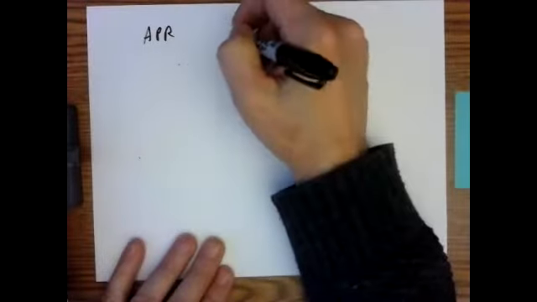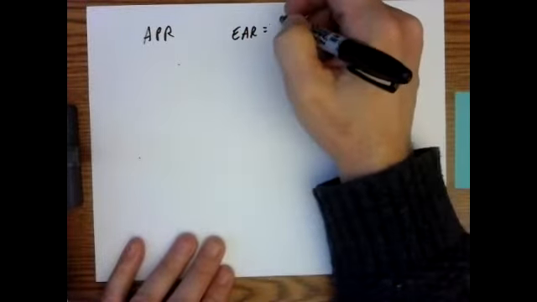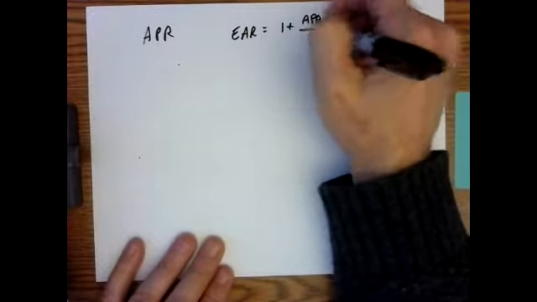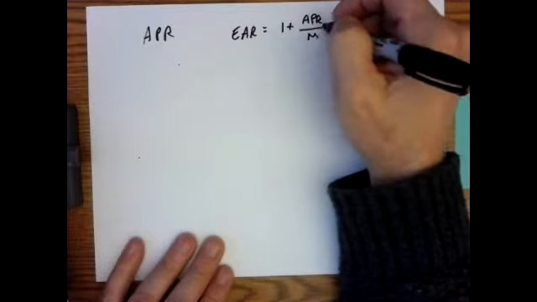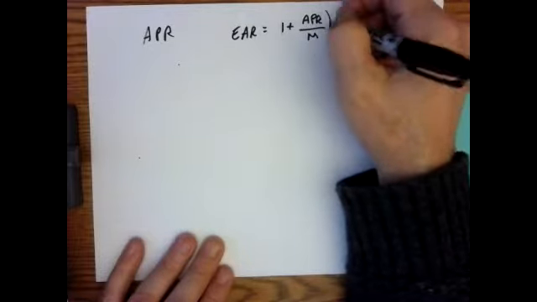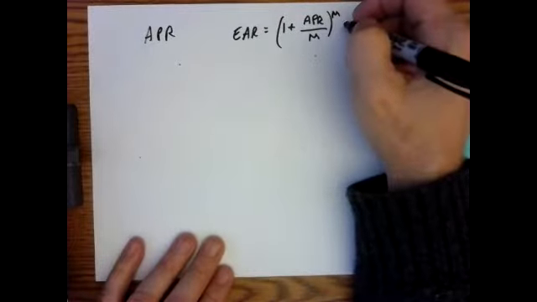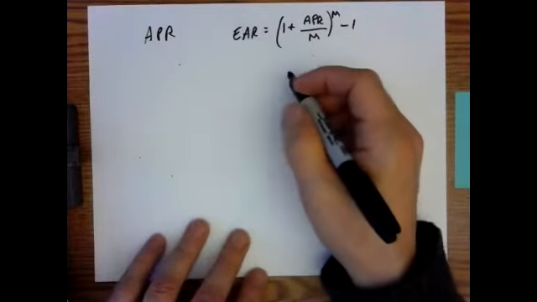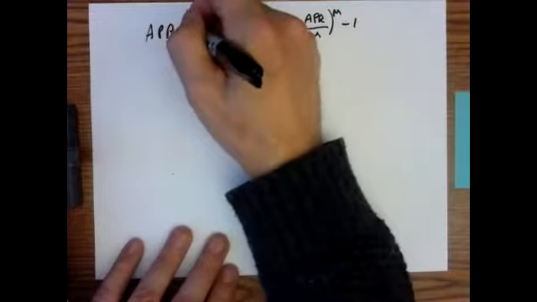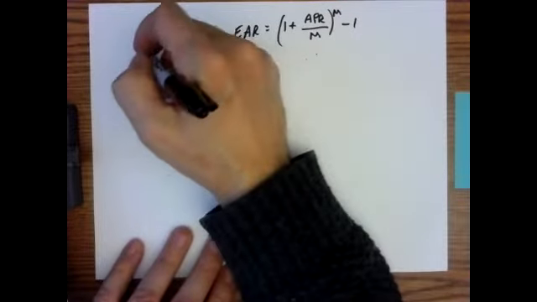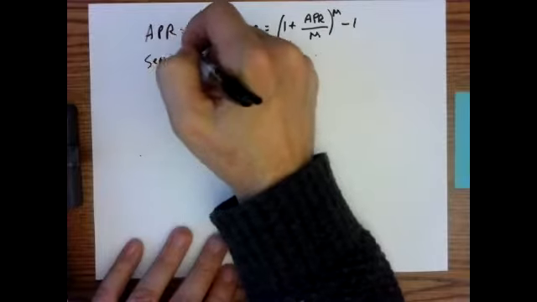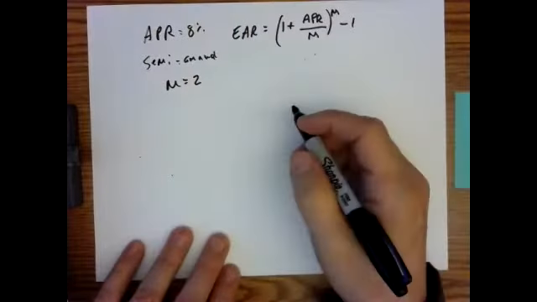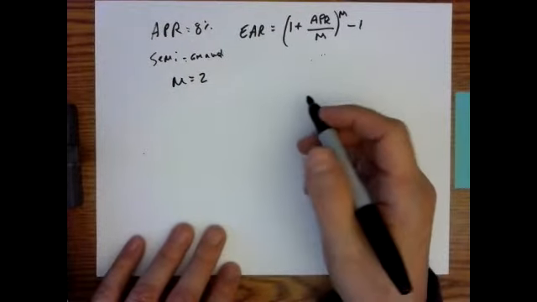The effective annual rate is equal to 1 plus the APR divided by the number of compounding periods in the course of a year, raised to the number of compounding periods, minus 1. If we have an APR of 8% and semi-annual compounding, then M equals 2, because semi-annual means 2 compounding periods per year.